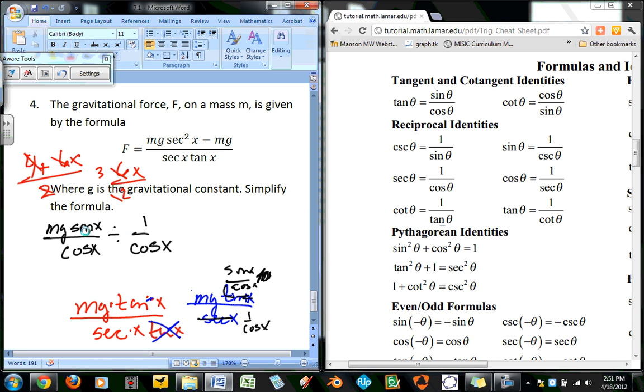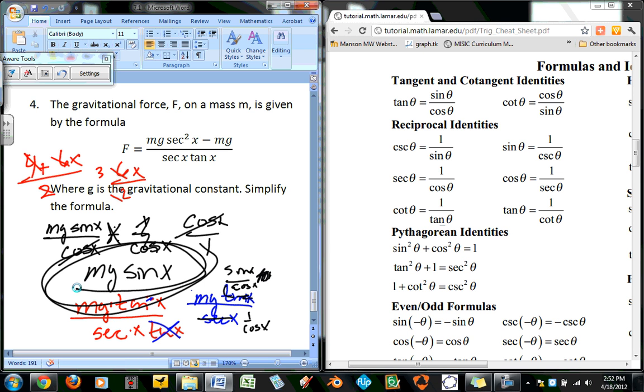That ends up working out really well for us because now we have keep it, change it, flip it. So change the sign to multiplication, and flip this to be cosine x over 1. Look diagonally and these cancel out. We're just left over with mg times the sine of x. So that whole big equation, instead of having to plug in our x values for all of these things, now we just have a simpler equation right here.